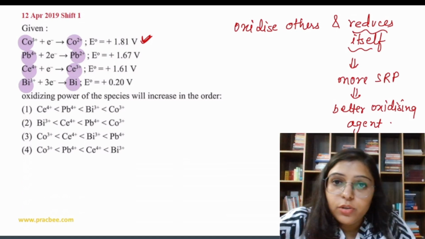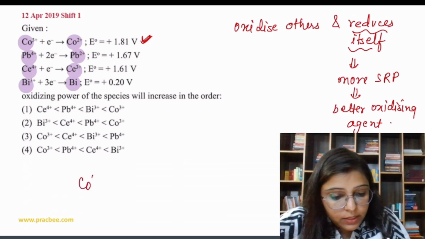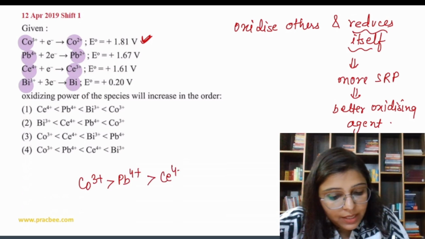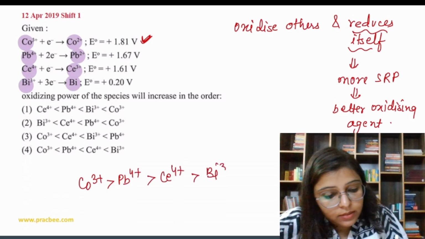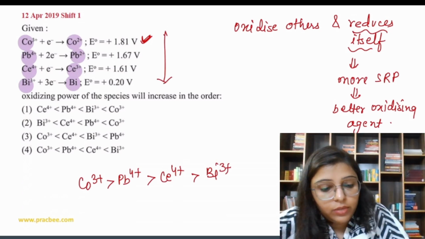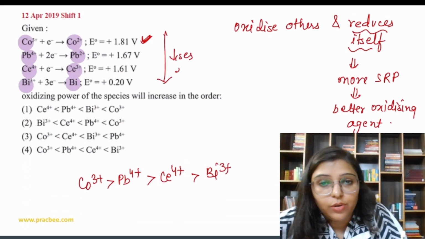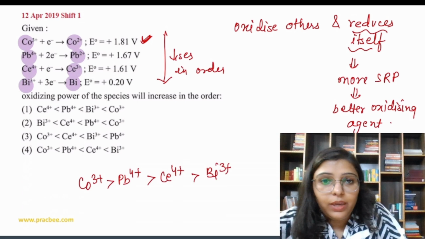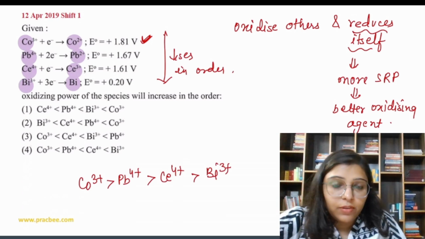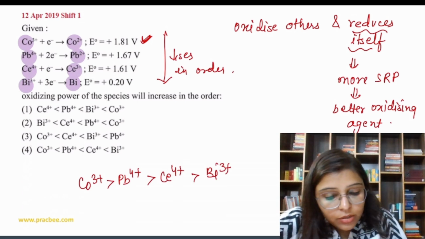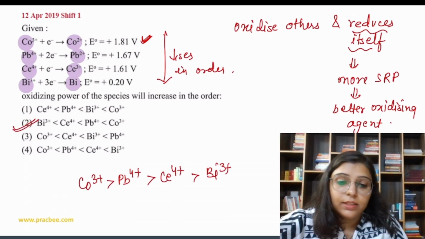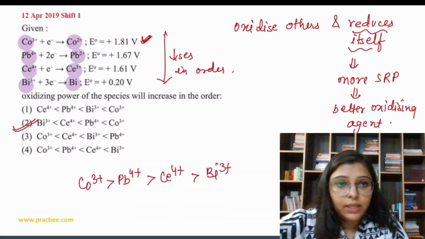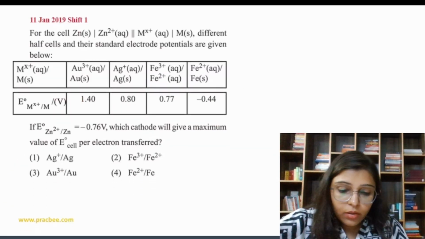CO3 plus is highest, then Pb4 plus, then Ce4 plus, and then Bi3 plus. Okay? So the value decreases in this order. So the oxidizing power of the species will increase in the order. So in increasing order, option number 2 is the correct answer. Now let's do the next question.